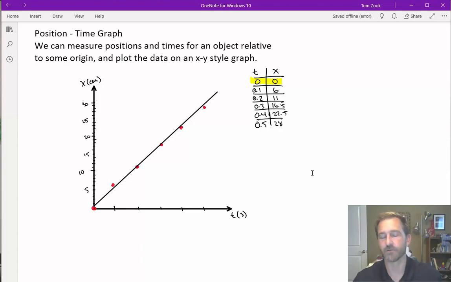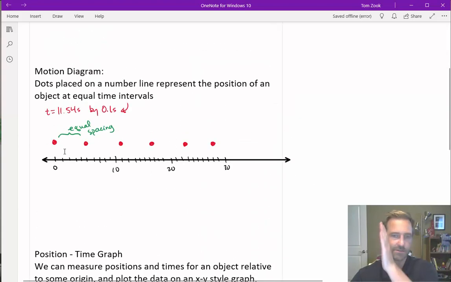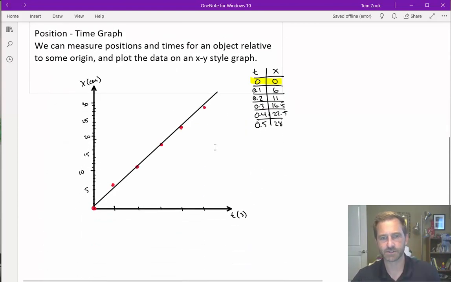I realize this video is kind of going on for a bit. The idea of something moving at a constant speed, where we can look at the motion diagram and say it seems to be going equal intervals of position every equal interval of time, and then on a position-time graph it looks like a straight line, is going to be very important. We can do a lot with that.